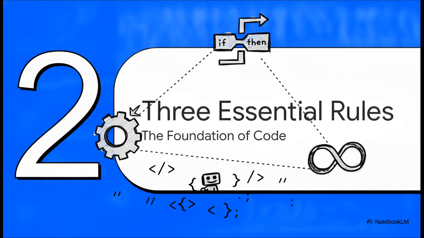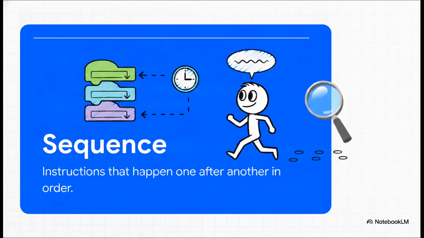Moving right along to Section 2, 3 Essential Programming Rules, the Foundation of Code. Here's the crucial point. When you snap your blocks together, you are creating a sequence. And a sequence simply means your instructions happen one after another in a highly specific order. It's just your program running step by step from top to bottom. So if you want your sprite to take a step, wait a second, and then say hello, you literally build that exact sequence of blocks. It's the absolute core logic of getting a computer to do what you want.